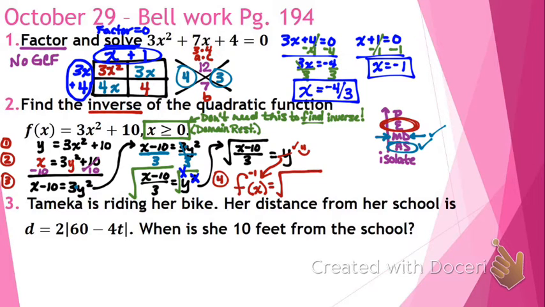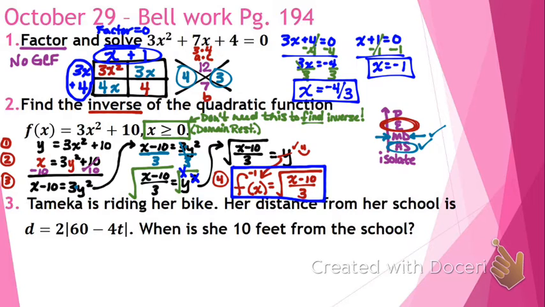Big, gigantic square root sign. What goes underneath it? X minus 10 over 3. Yep, no index. If you wanted to write it, you could. It would be a little 2, but for square roots, we don't have to write the index. That would be our final answer. Awesome sauce.